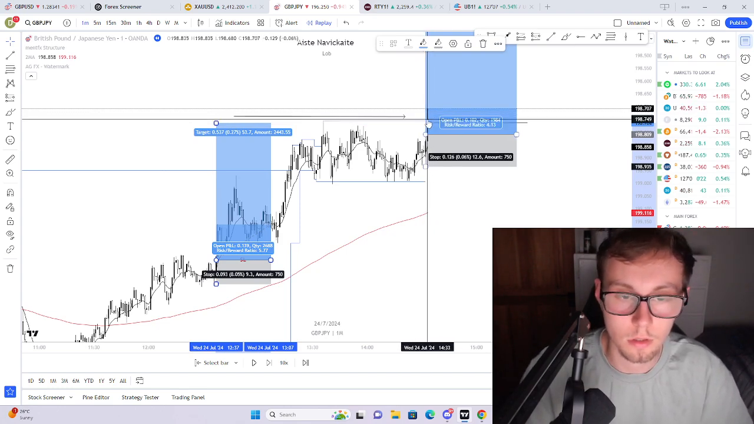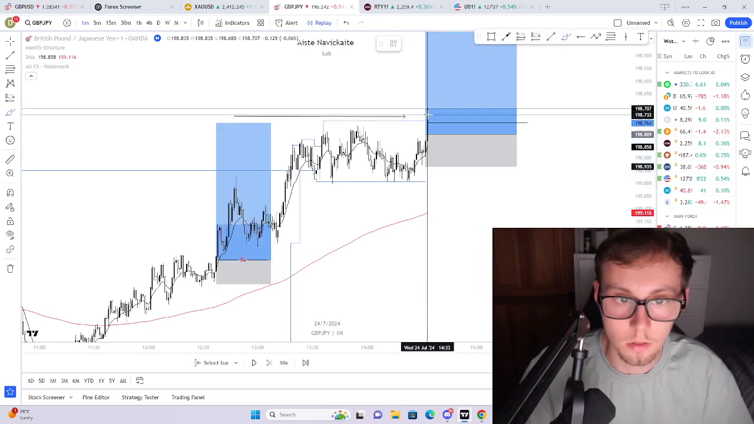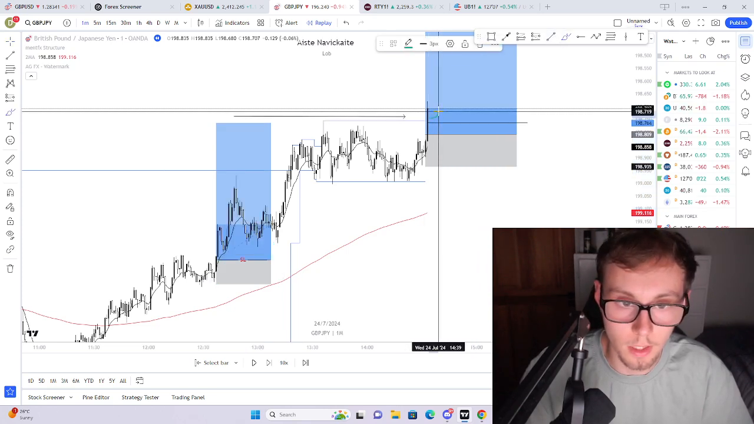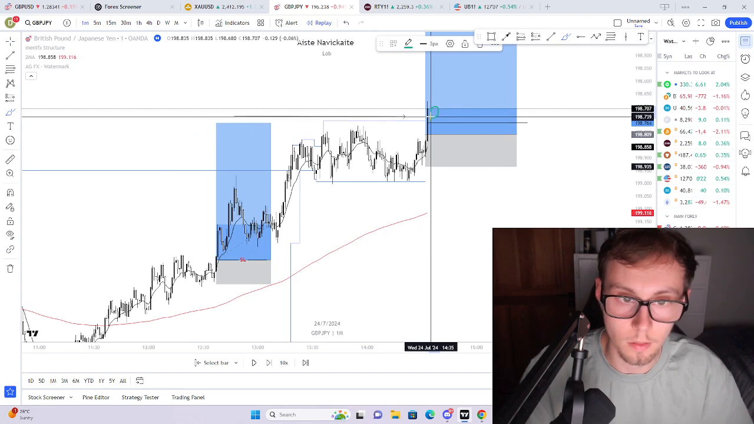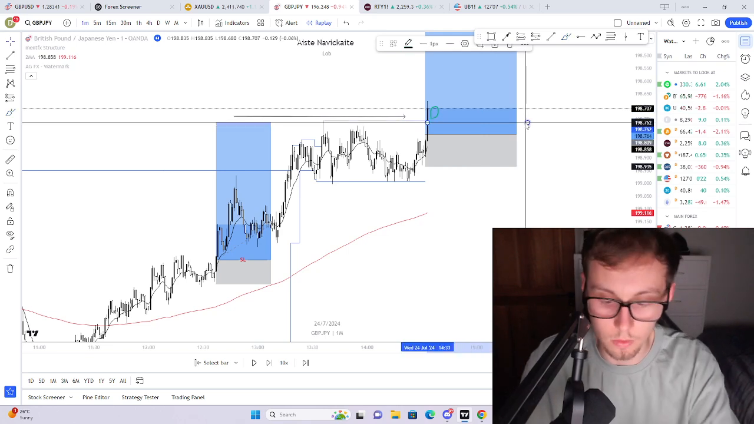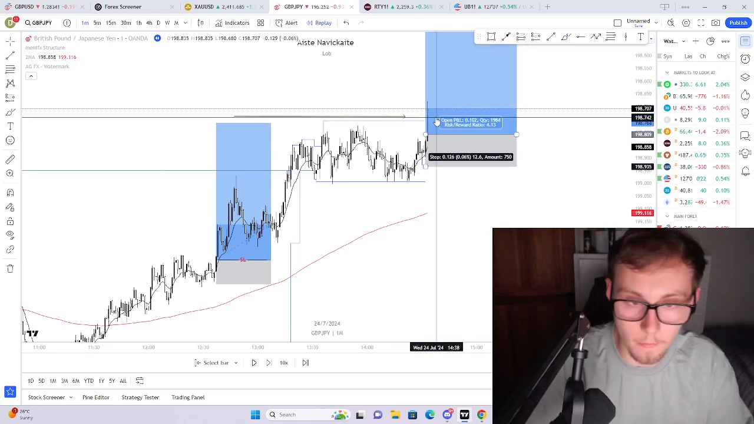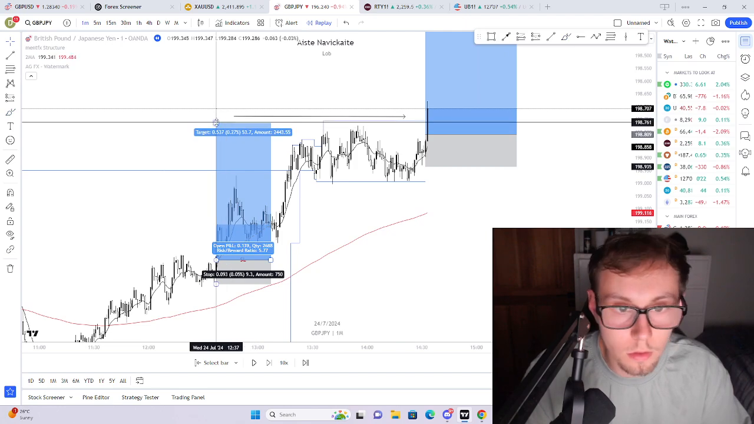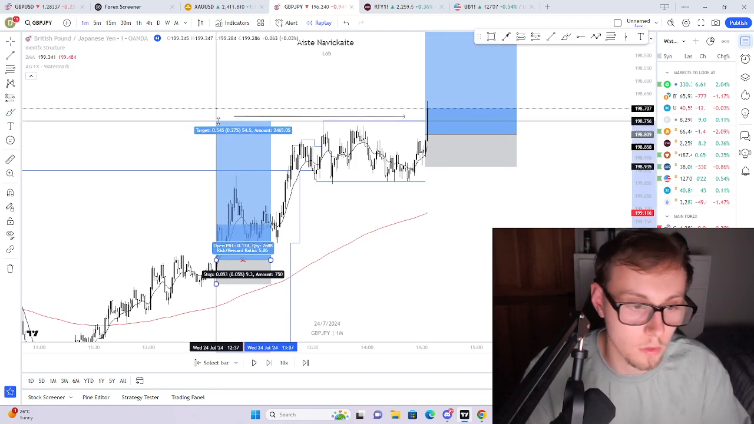So say the candle was, let's say it just broke through and it was like this, then my stop loss would actually be above 1 to 6, if that makes sense. But because we're doing it over the candle, it ends up being around here, give or take.